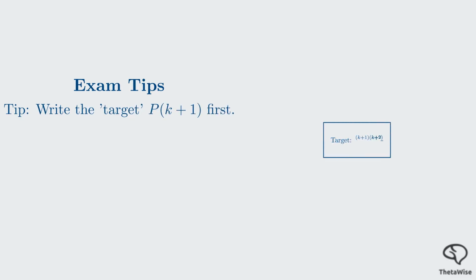Now for some high-level strategy. In induction, always keep your target expression for k plus 1 clearly visible on the side of your page. This helps you figure out how to factorize your algebra toward that specific goal. Regarding marks, remember that IB examiners award method marks. Even if your algebra gets messy in the middle of an induction proof, as long as you have a clear basis step, a clear assumption, and a clear attempt to use that assumption, you will still collect the majority of the marks. Never leave a proof question blank.